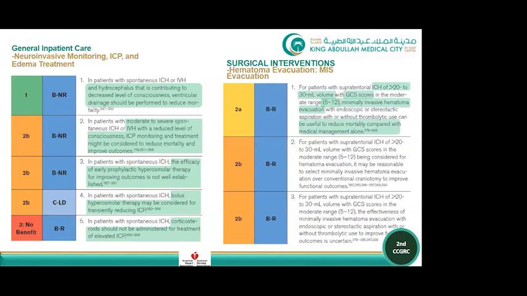And if the patient presents with supratentorial ICH more than 20 to 30 ml volume and low Glasgow Coma Scale, then minimally invasive hematoma evacuation is strongly recommended to improve the mortality and outcome compared to medical management alone.